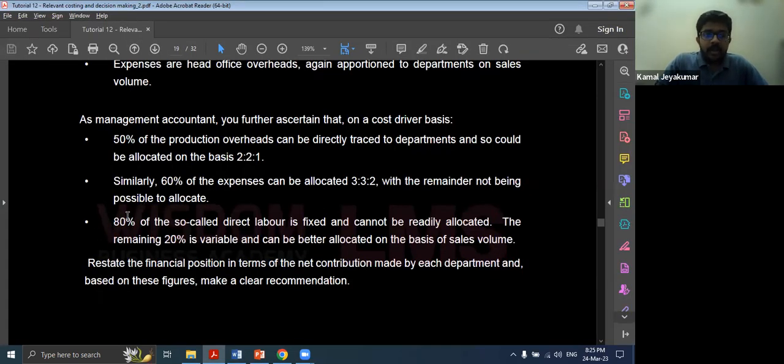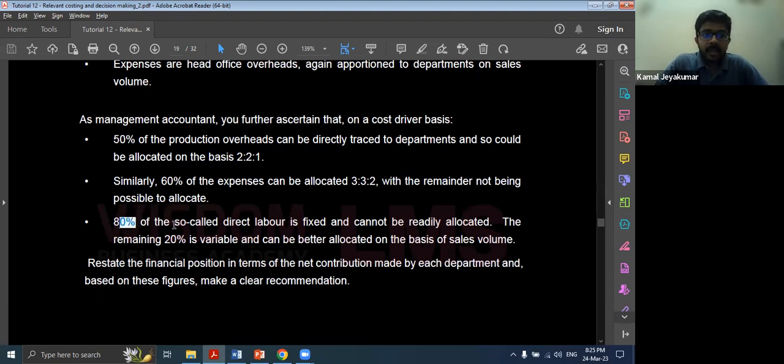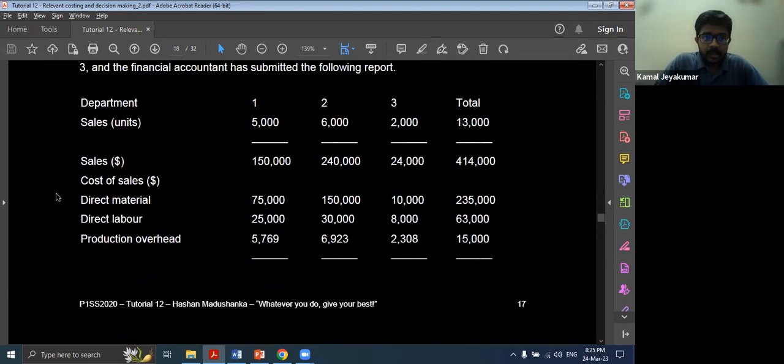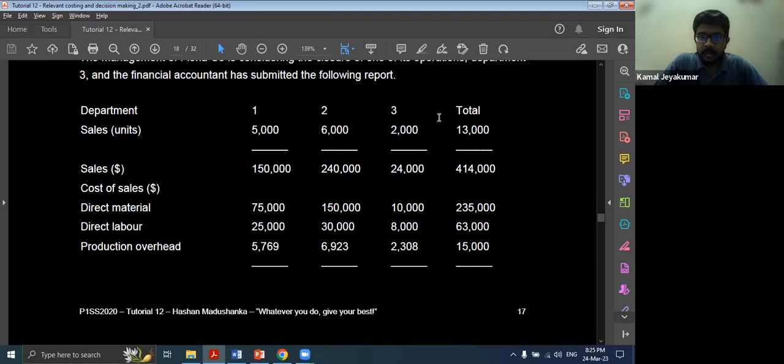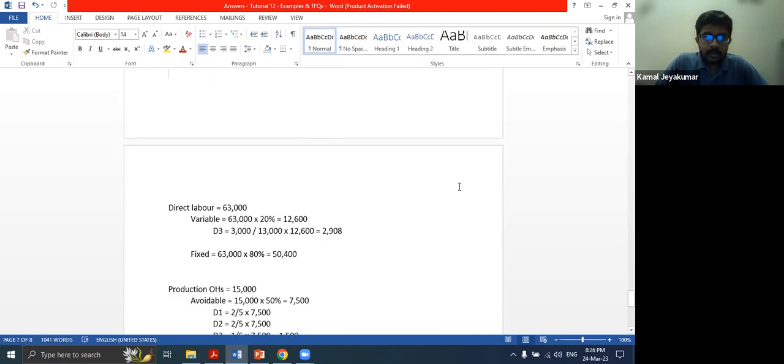Then third point, 80% of the direct labor is fixed and cannot be readily allocated. Now, although we usually say direct labor is variable, here they have said 80% is fixed. Only the 20% is variable, and this can be allocated on the basis of sales volume. So sales volume is number of units. So that is what we have done here.